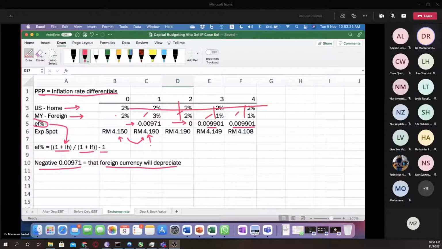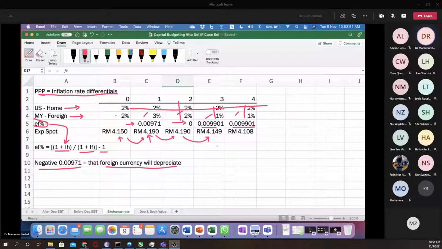1% extra. In the next case, you have difference 0, meaning that you need the same exchange rate, 4.190. Next year, you have 1% difference again, but this time 1% positive, meaning that your foreign currency will be appreciated. So you need less Malaysian ringgit. From 4.19, it becomes 4.149. You need less Malaysian ringgit, right?